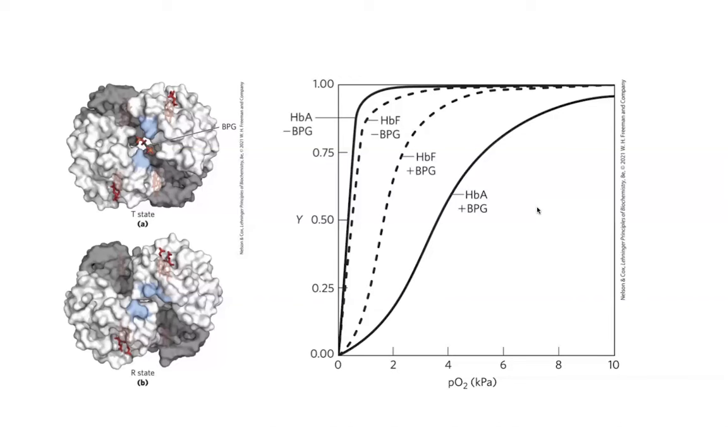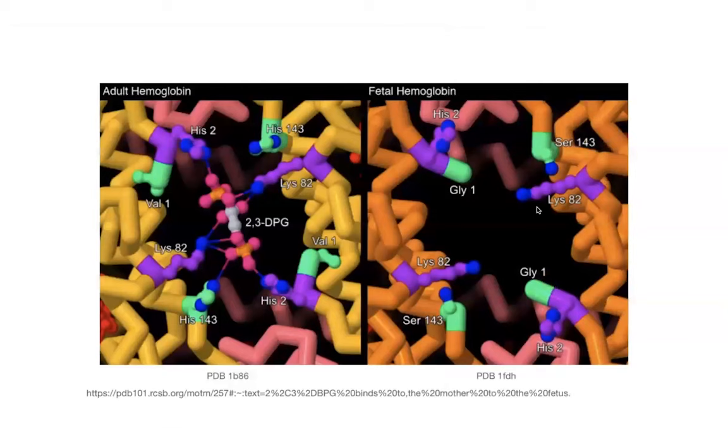But remember that the BPG is going to be a byproduct of metabolism. And so, well, that fetus has to do a lot of metabolism in order to grow and develop. And so you're going to have BPG around, a lot of it. So we need a way to deal with a lot of it being around. And one way that we could do that is by having a lower affinity for it. So fetal hemoglobin has a lower affinity for BPG, and therefore it isn't going to be influenced as much by it.